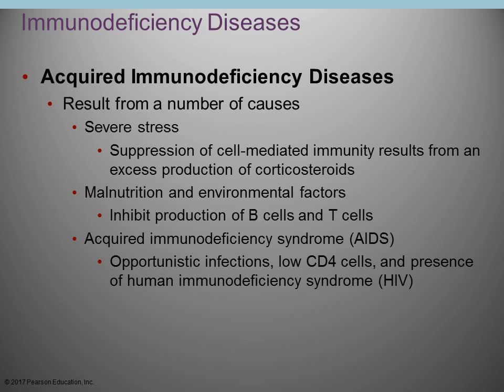If the immune system is basically shut down or turned off, then that means the individual is susceptible to opportunistic infections, those that normally would not have caused any problem in a healthy individual, but now can cause severe infections in this individual.